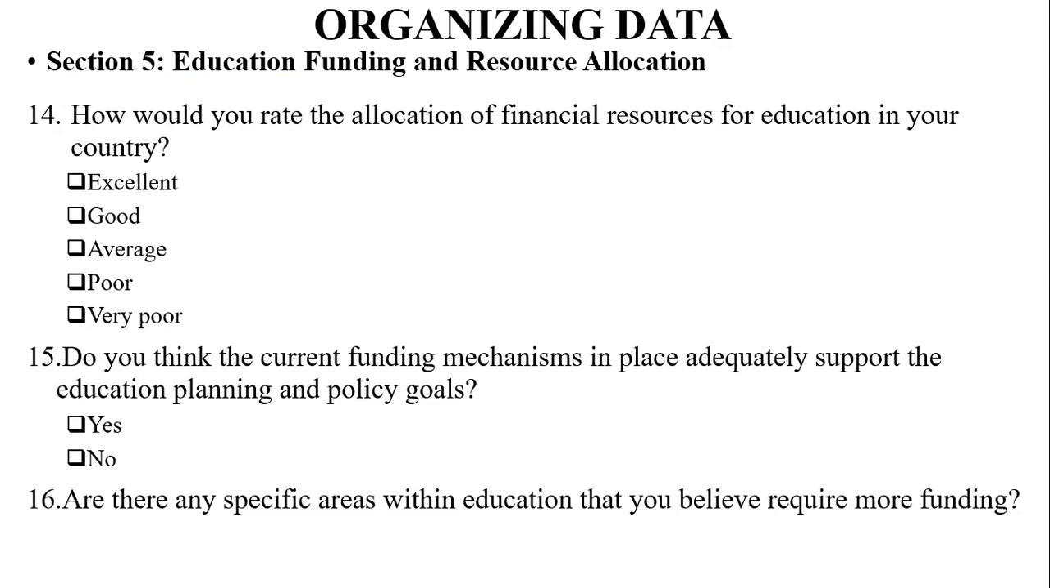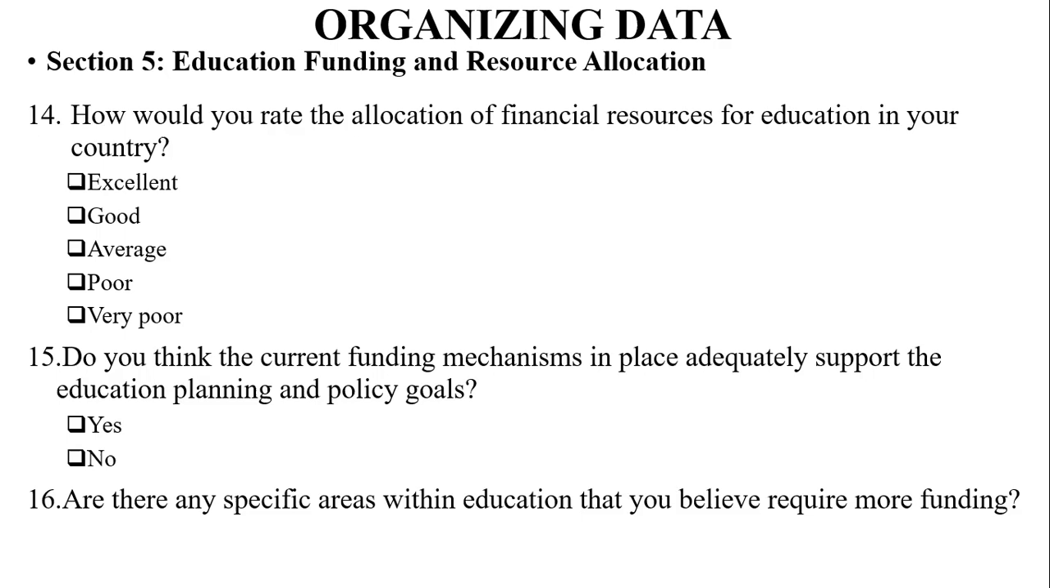Then the fifth part of the questionnaire looks at financial resources allocation and decision making, and we have about three questions in this area. When you look at this question, how do you rate the allocation of financial resources? Then number 15, how do you think the current funding mechanisms in place are adequate or not? And are there any specific areas within education that you believe require more funding?